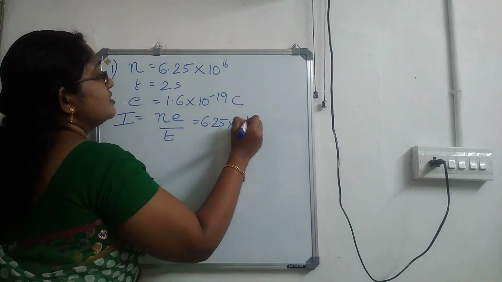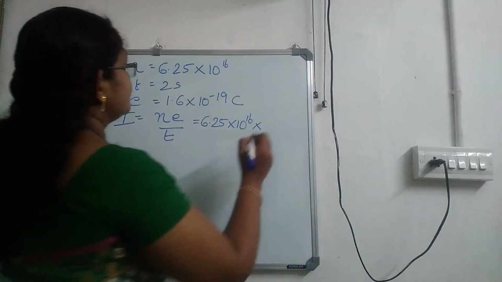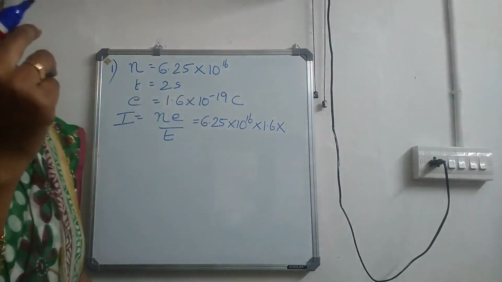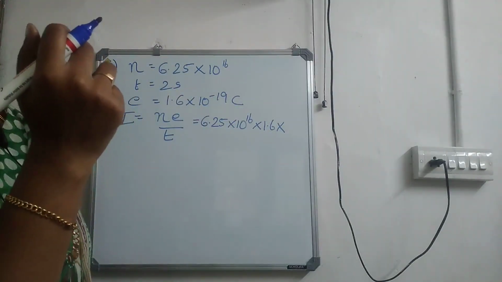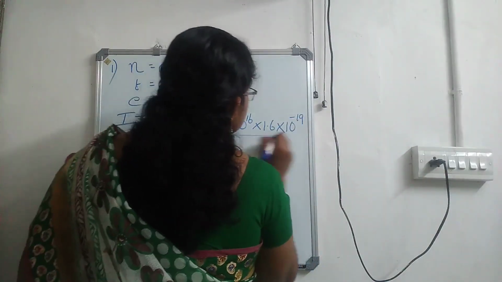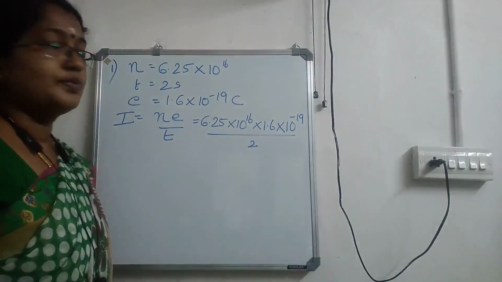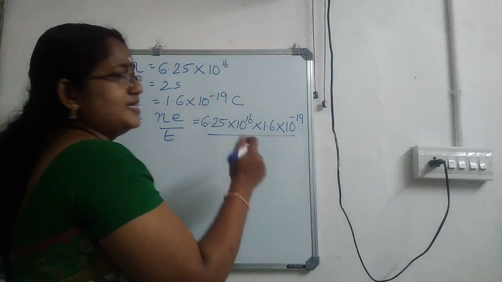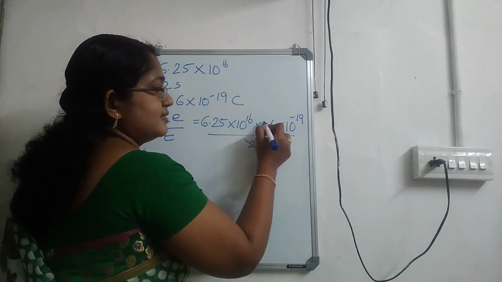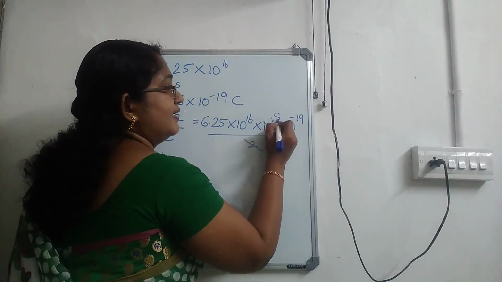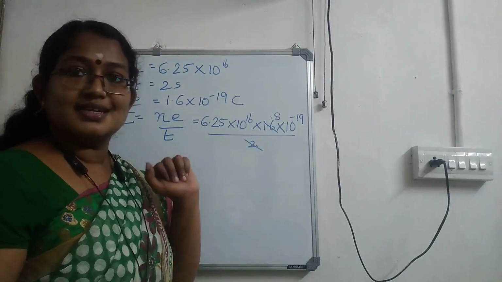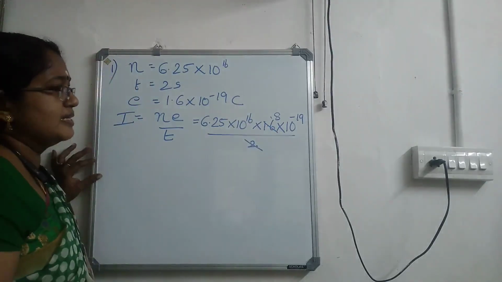6.25 into 10 raised to 16 into 1.6, isn't it? 1.6 into 10 raised to minus 19, divided by 2. Then, it's a direct question. I don't want to give much explanation here. Here, if it is 1.6 over 2, what will come here? It will be 0.8, since 8 into 2 is 16. Since 1.6 is there, I have given it as 0.8.